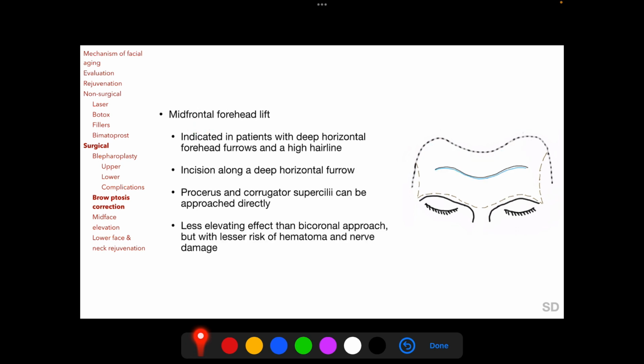Mid-frontal forehead lift is indicated in patients with deep horizontal forehead furrows and a high hairline. In this technique, the incision is made along a deep horizontal furrow, and the procerus and the corrugator supercilii can be approached directly through this incision. However, the forehead elevating effect in this technique is less than that in the bicoronal approach, but with a lesser risk of hematoma and nerve damage.